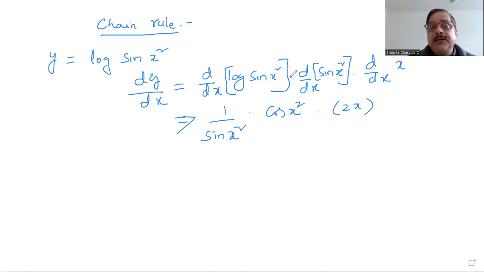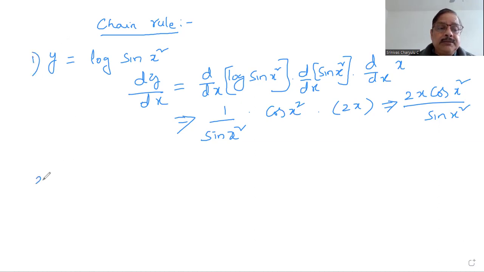So see how many functions are there here. Log sine x square is a function, sine x square is a function, x square itself is a function. Therefore, all the three functions were differentiated here. The final answer is 2x cos x square divided by sine x square. Hope you are following this. Another sum I will do on this.